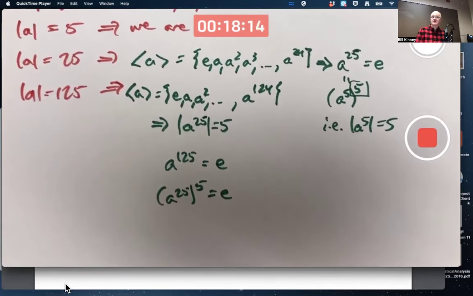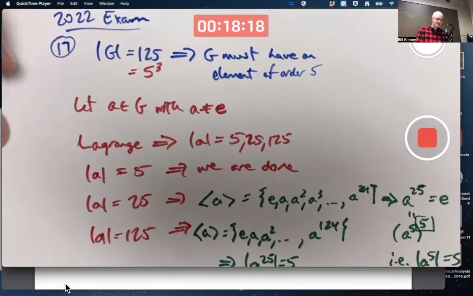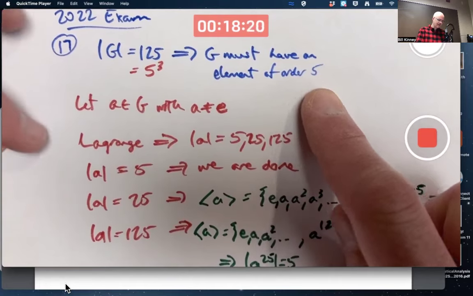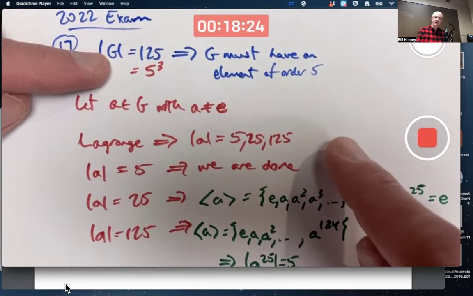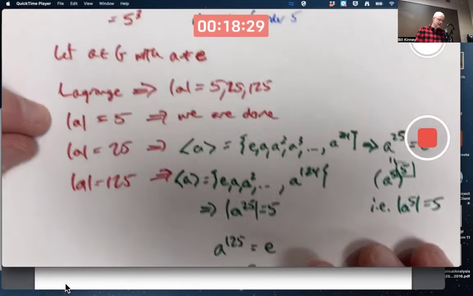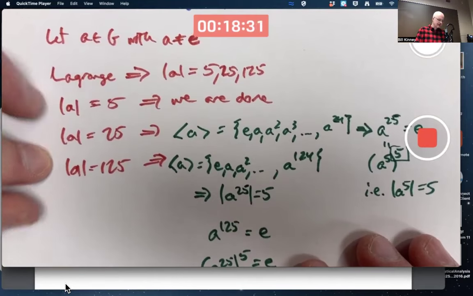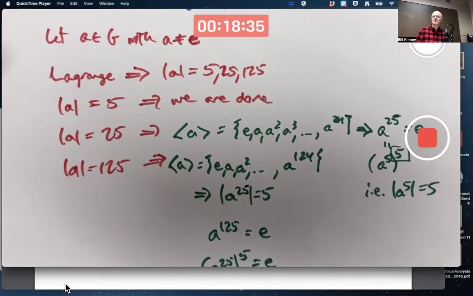So we've done it. That does it, right? G has got to have an element of order 5. By Lagrange, for any non-identity element, of which there do exist 124, it's got to have one of those orders. If it's got order 5, we're done. If it's got one of these other two orders, you can still make an element of order 5. Construct it.